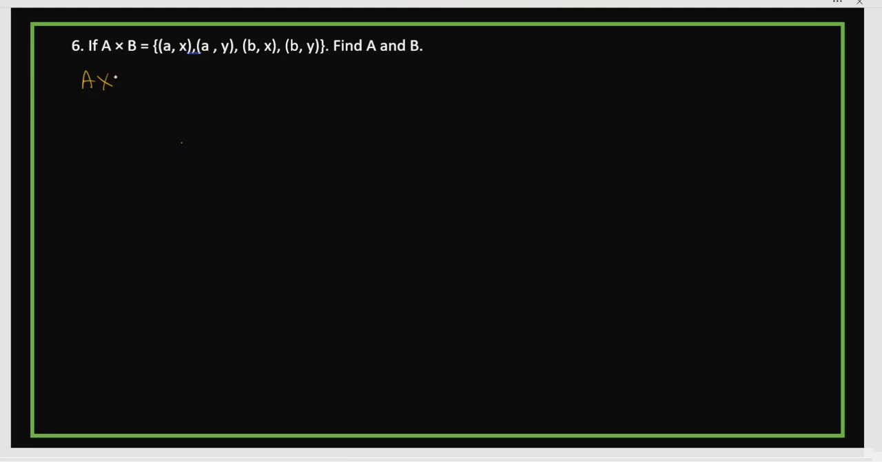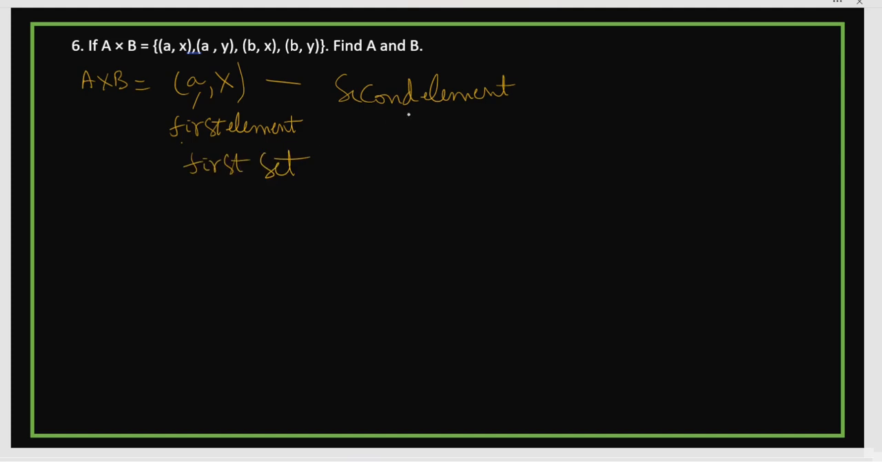A cross B means what? This is A comma X. This is the first element, and this is the second element. This is the ordered pair. So the first element is from the first set, and the second element in the pair is from the second set. This is what we do.